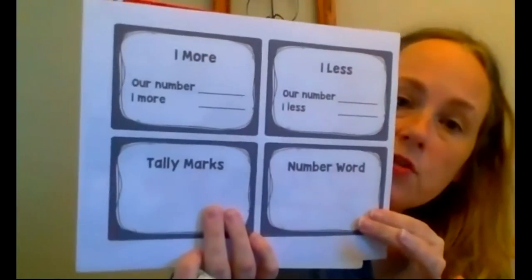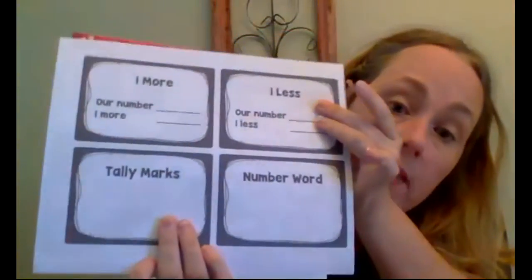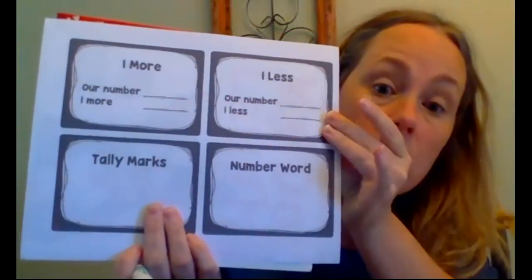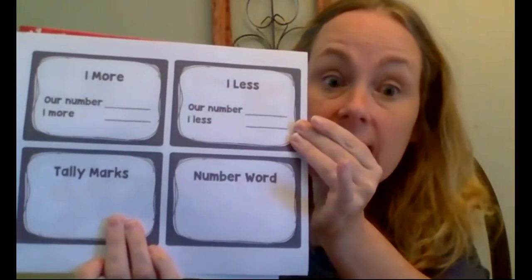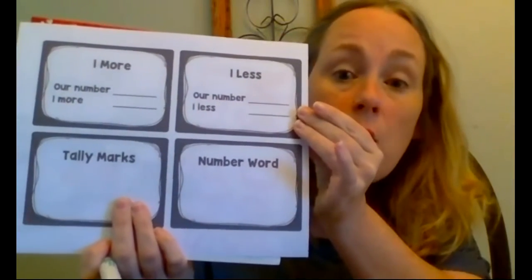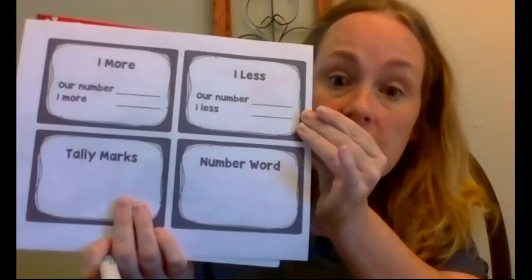I like the number 7. That's a pretty good number. So we have this sheet now that we're going to explore. And on this sheet, we're going to explore the numbers that are 1 more and 1 less than 7. We're going to show some tally marks and the number word. So on the first blank, we're going to say that our number is, do you remember? 7.